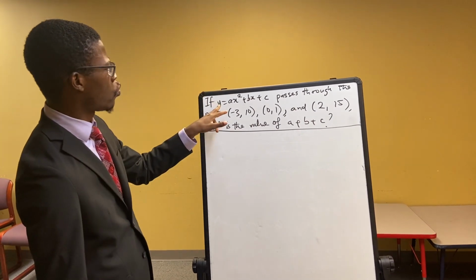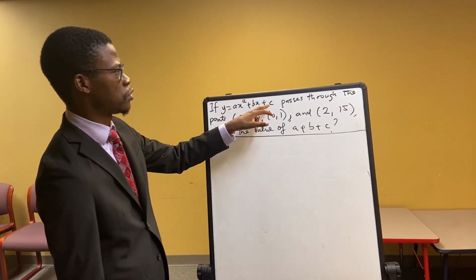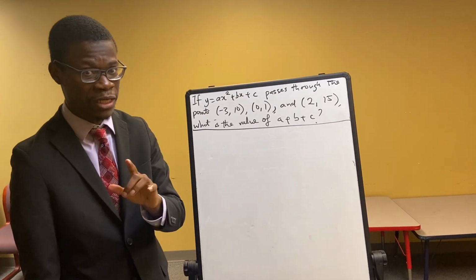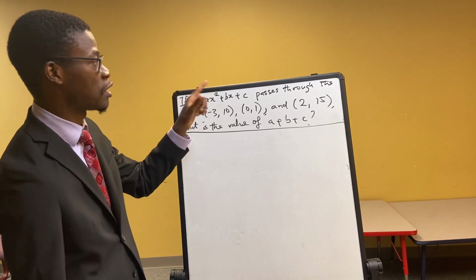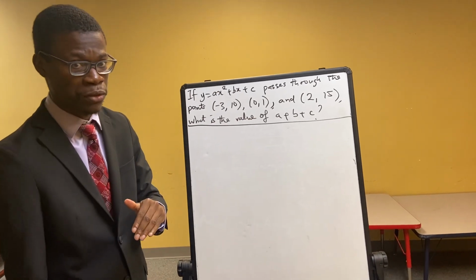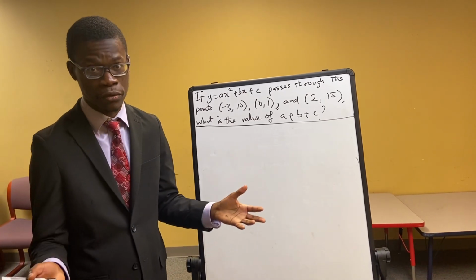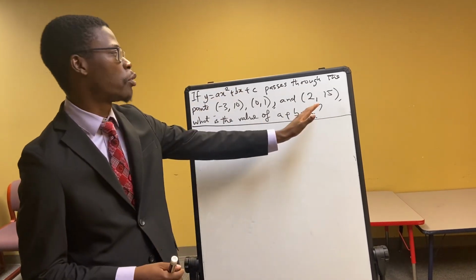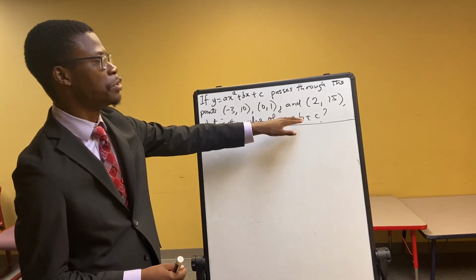Now, this y equals ax squared plus bx plus c is the formula of a quadratic equation. So just keep that in mind. Ax squared plus bx plus c, that's a quadratic equation. A quadratic equation has roots. Now this quadratic equation passes through these 3 points. What's the value of a, b, and c?